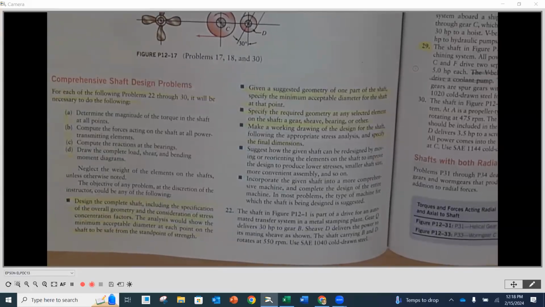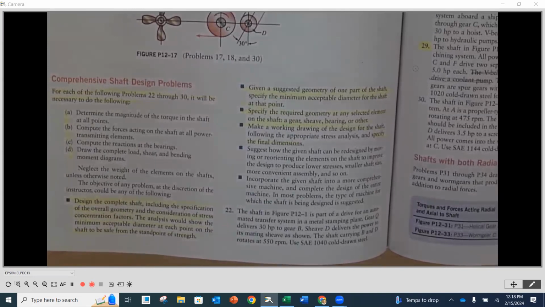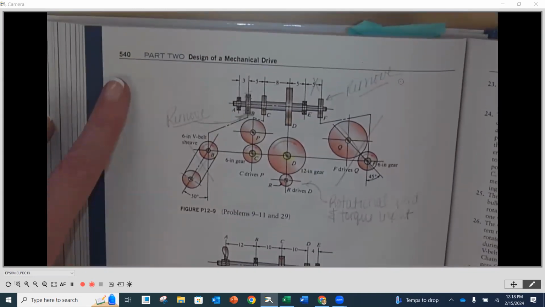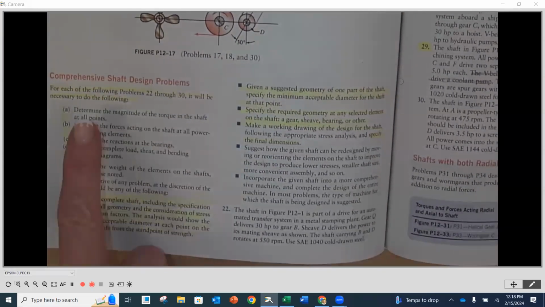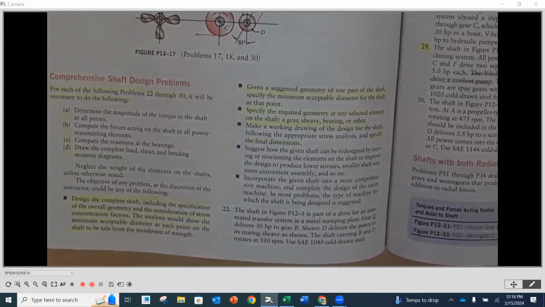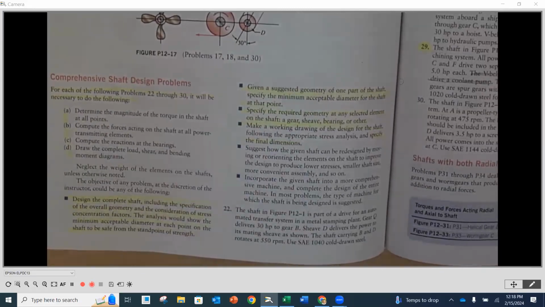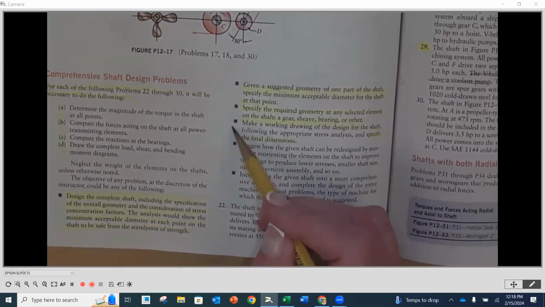Okay, we're going to take a look at specifically setting up our free body diagrams to show the forces for problem number 22. Problem number 22 is found on page 540, and it's actually our first problem in the comprehensive shaft design problems. As they explain what they want you to do, you don't need to create a working drawing.